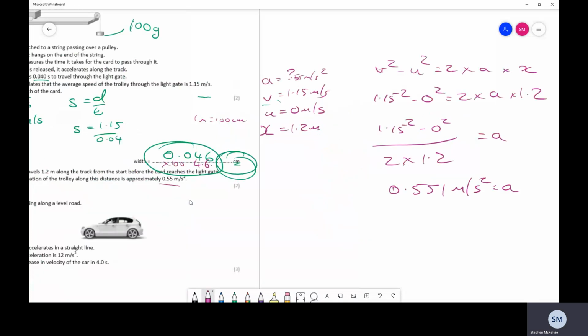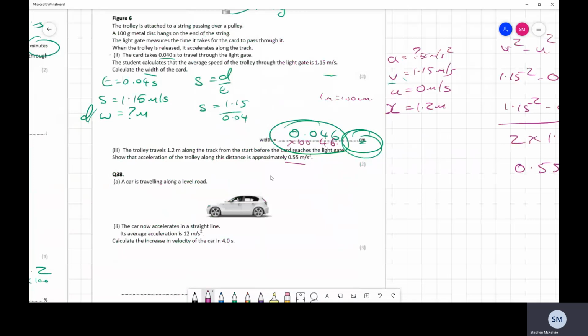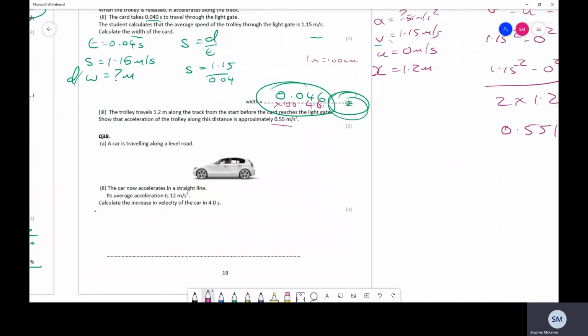The car is traveling along a level road. The car now accelerates in a straight line. Its average acceleration is 12 meters per second squared. Calculate the increase in the velocity of the car in a time of 4.0 seconds. How am I going to do this if I don't have u? The car now accelerates in a straight line. Its average acceleration is that. Calculate the increase in velocity of the car in 4 seconds. Okay, oh, just the increase in velocity. All right, we can do that.